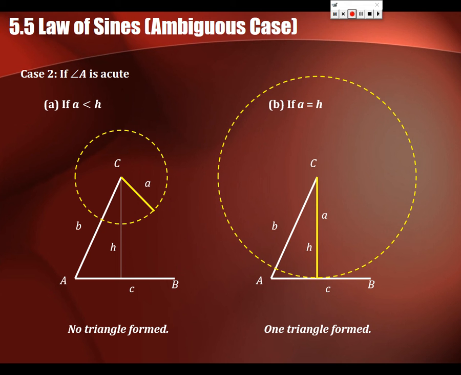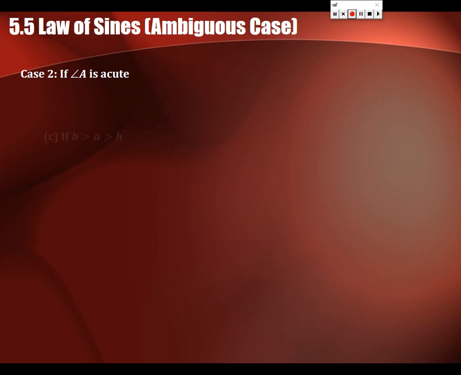What's the next case going to be called? If A is greater than H, but we want to be careful. Greater than H, but we still want it to be in between. Remember, we get this two triangle case when A is greater than the height. It's still less than B. So the next case is, what happens if A is in between the height and side B? So that's this one here.